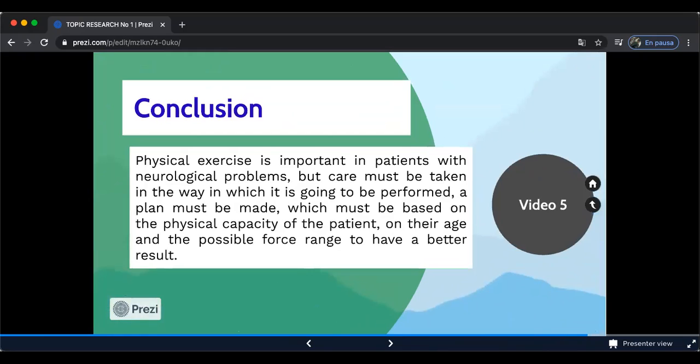In conclusion, physical exercise is important in patients with neurological problems, but care must be taken in the way in which it is going to be performed. A plan must be made, which must be based on the physical capacity of the patient, on their age, and the possible force range to have a better result.